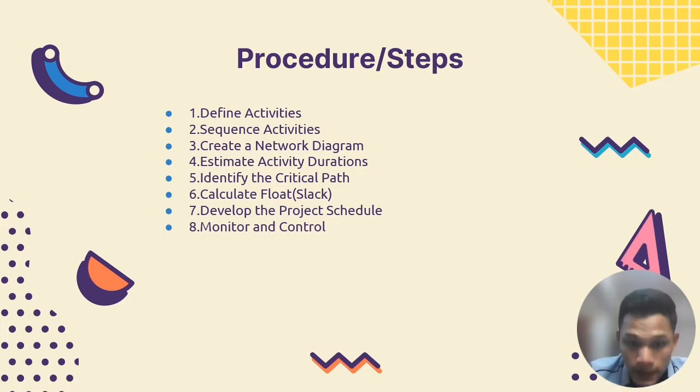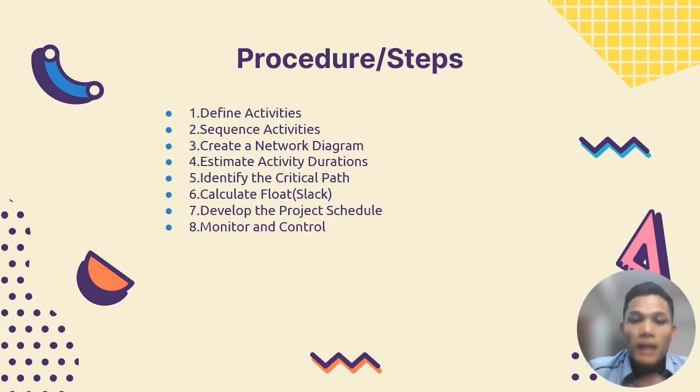The last one is monitor and control. It means regularly update and monitor the project schedule. If there is any change or delay, calculate the critical path and adjust the schedule accordingly. This helps in controlling the project and ensuring it stays on track.